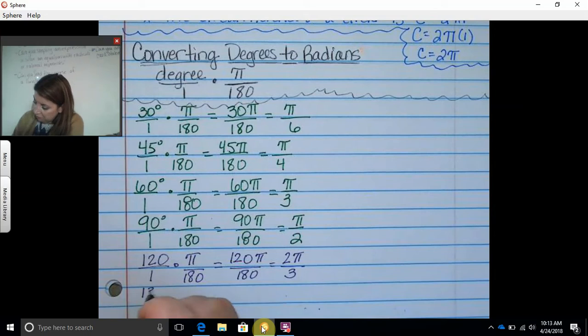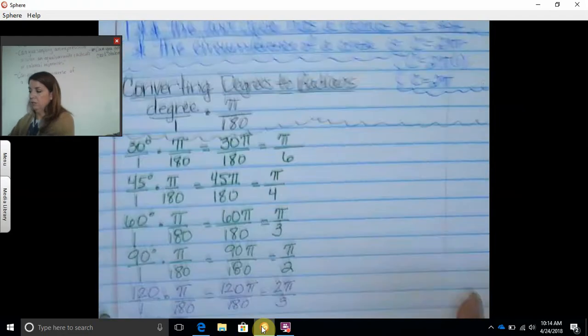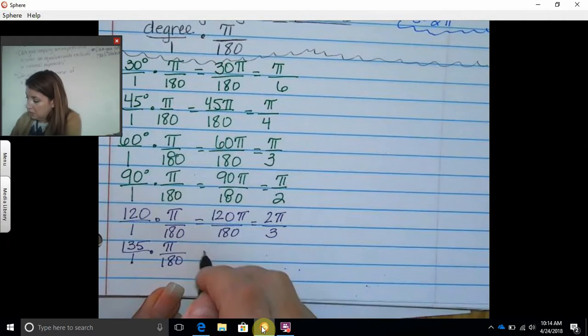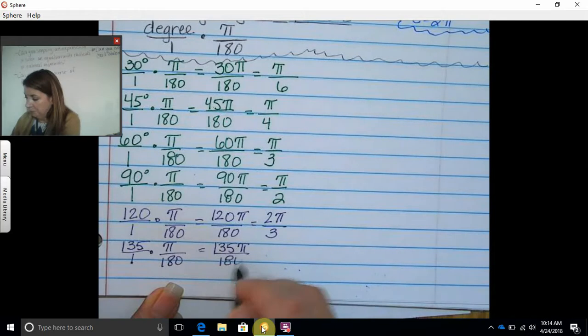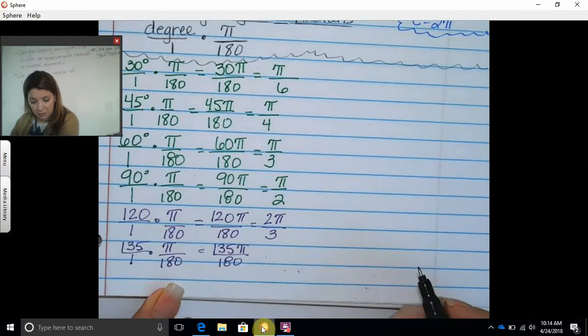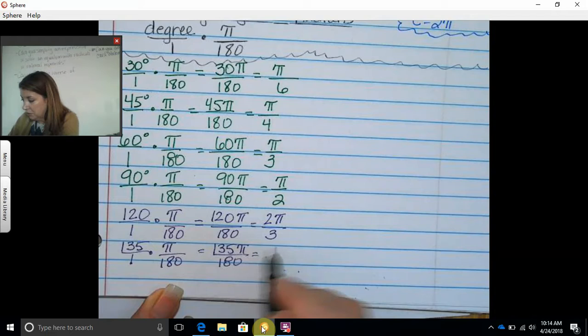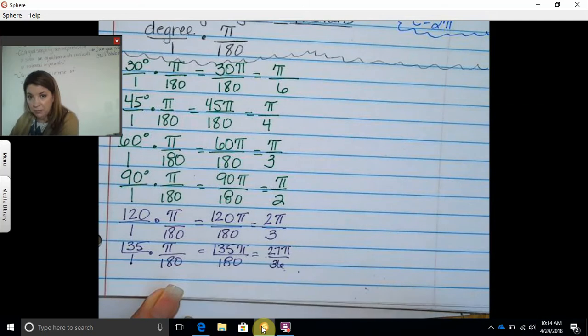135 degrees. And if anybody misses any of this, you can either watch the video later or you can borrow my book when we're finished. So that's 135 pi over 180. And I may have to reduce this a little bit at a time. Let's see, I know that 5 goes into both of them evenly. So if I divide by 5, I'll get 27 pi over 36.